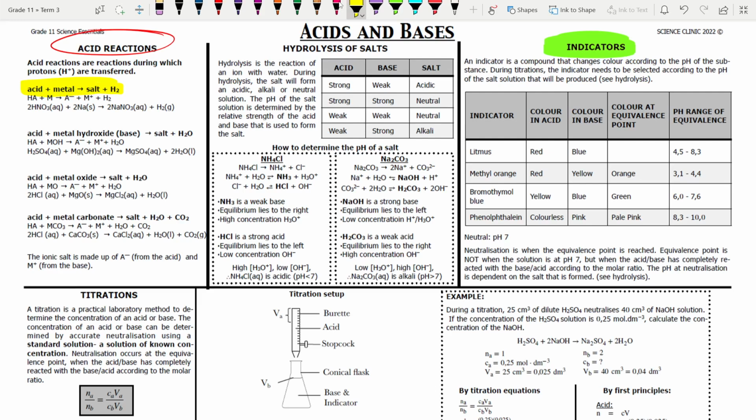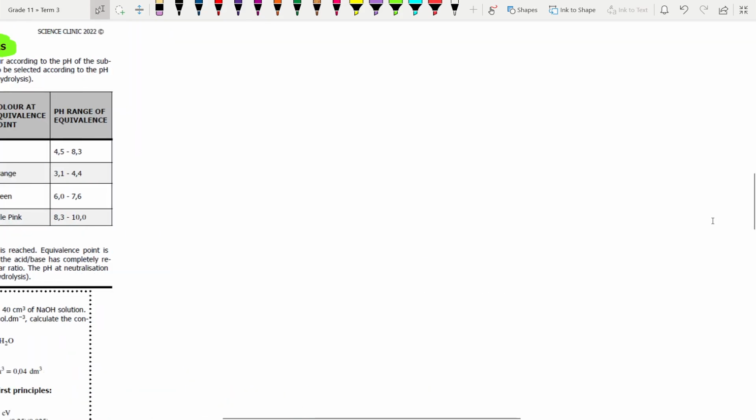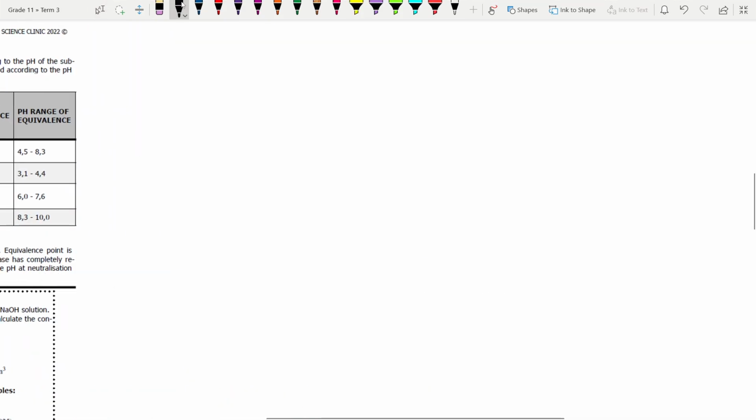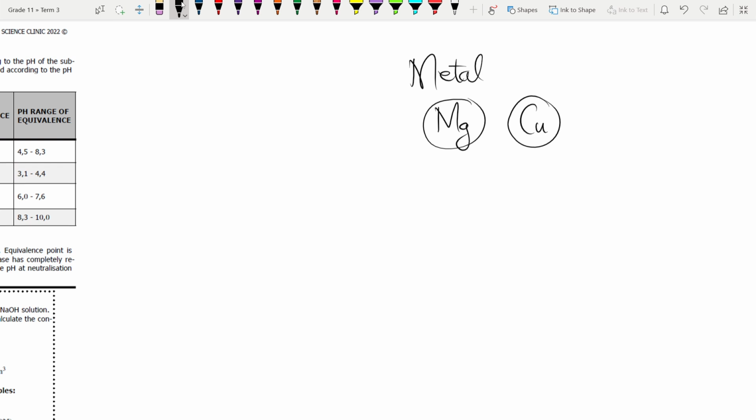We already know what an acid looks like. Now we have to understand what a metal looks like. On your periodic table, they actually show you in your textbook that this part of the periodic table is metals. So if you have a metal, say for example Mg, that's a metal, or copper, that's also a metal, and you react that with an acid, what kind of products do we expect to have?